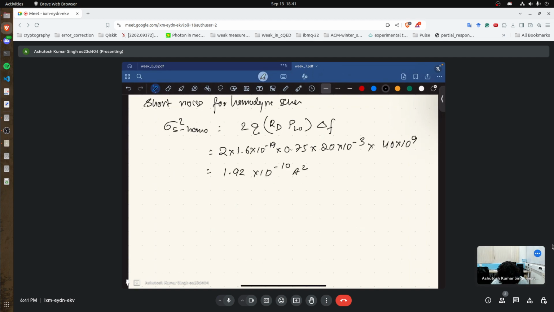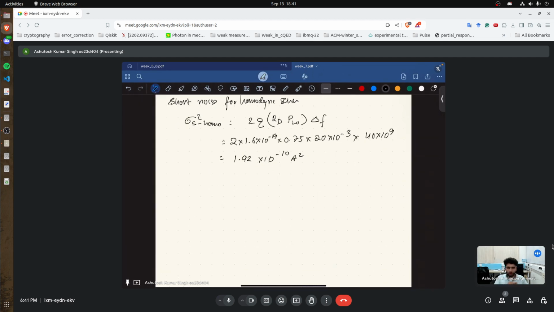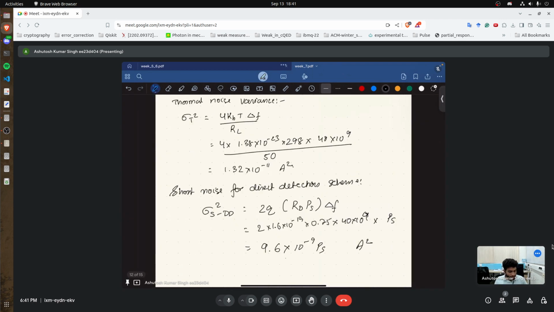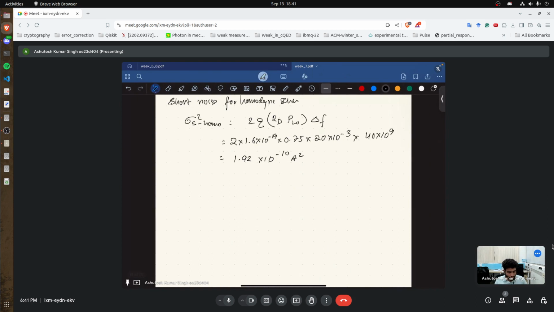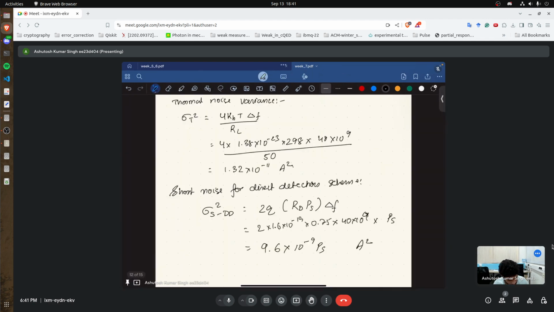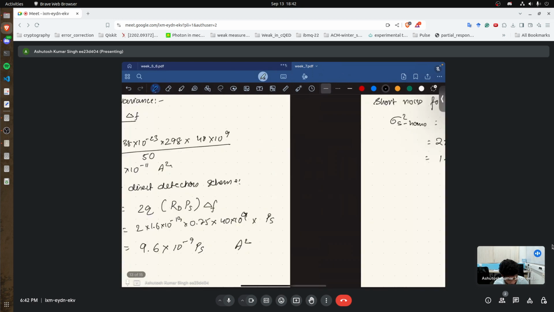So we see that already the shot noise for the homodyne detection is vastly superior. The shot noise of the homodyne detection is lower than the shot noise of the direct detection scheme detector.